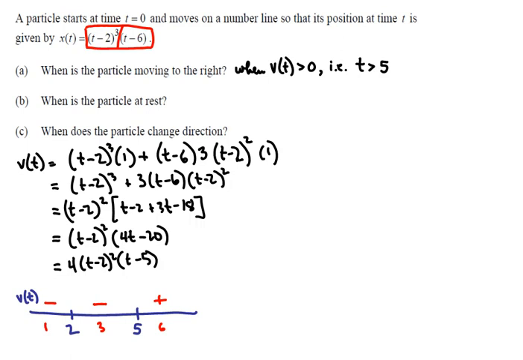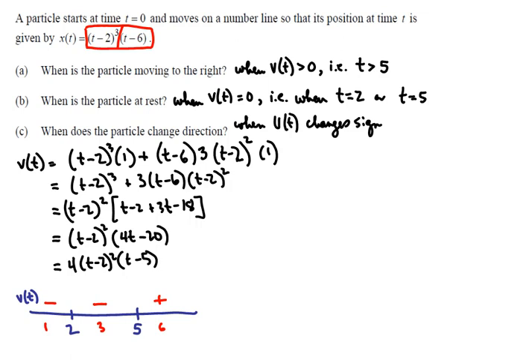Next, when is the particle at rest? Translated into calculus, it will be at rest when v of t is equal to 0, and that is at t equals 2 and t equals 5. Okay, that's the third part there. When does the particle change directions? We can see that it only changes directions when v of t changes sign, and that will be at t equals 5. So I've answered all three of those questions just using the information provided by the derivative and the sign chart.